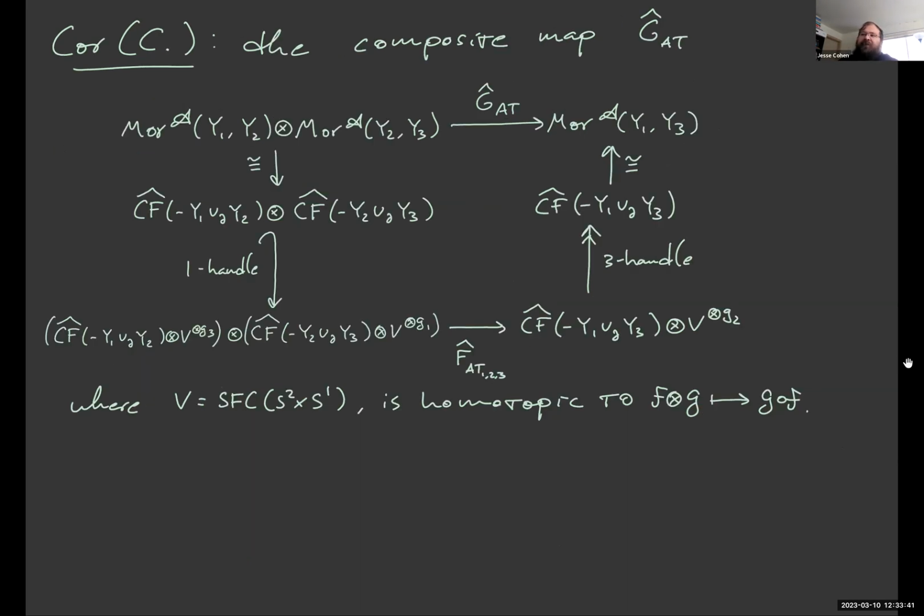And a corollary of this is that if you work a little bit harder, there's this composite map from this tensor product of morphism spaces to the third morphism space, given essentially by precomposing the cobordism map, or the triangle counting map that you get by looking at this diagram AT123, with a 1-handle cobordism map and post-composing with a 3-handle cobordism map. And this turns out to be homotopic to the composition morphism.